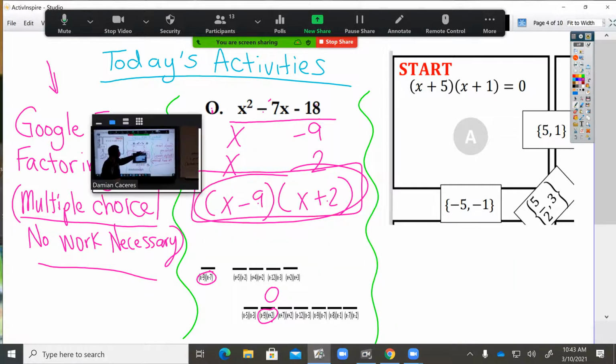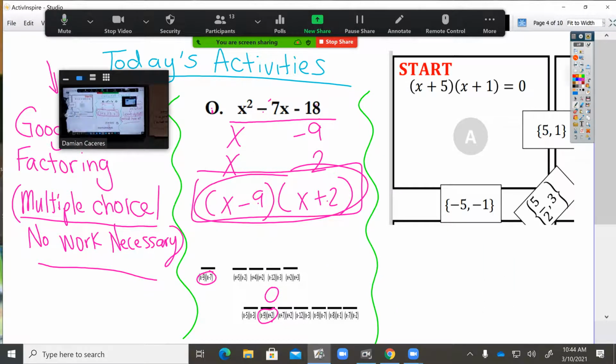All right, so now the third worksheet is a maze. These are all activities. I'll give you more than enough time to complete them. So the maze is already factored. You don't have to factor it. So all you do is use the zero product property.